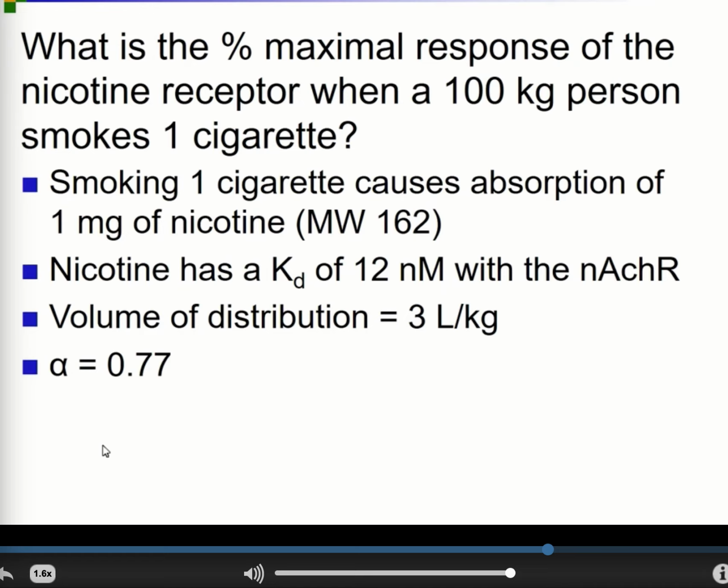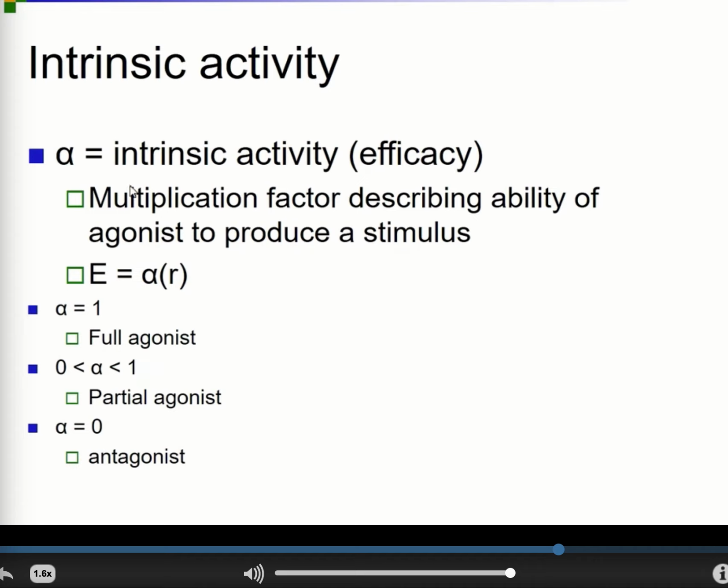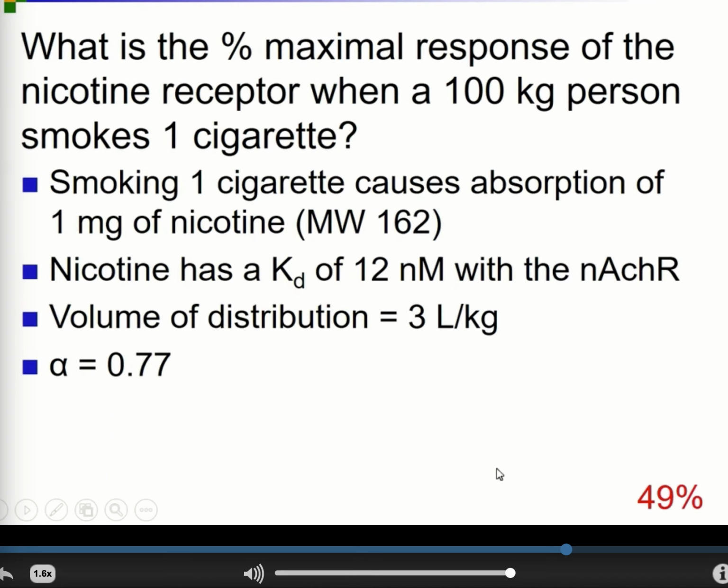Okay, so I'm going to assume that you paused it, you did the math, and you got 49%. All this was 63% times 0.77. And so remember, the equation is E equals alpha R. R was 0.63 from the previous question. Multiply it by alpha, which was 0.77, and you get 49%.